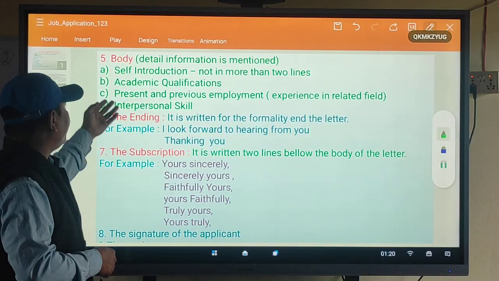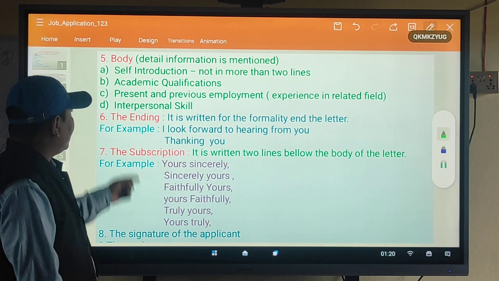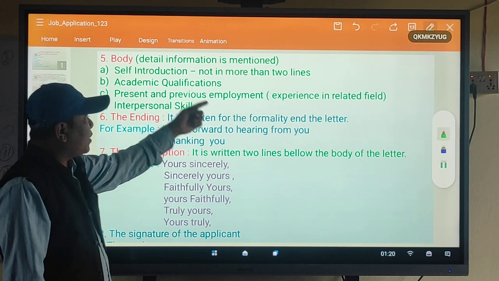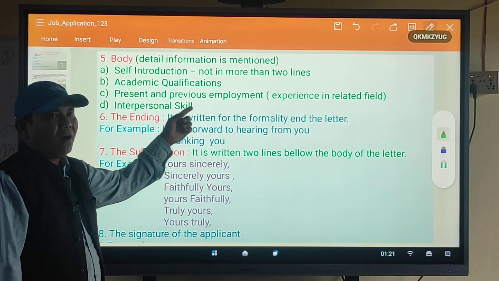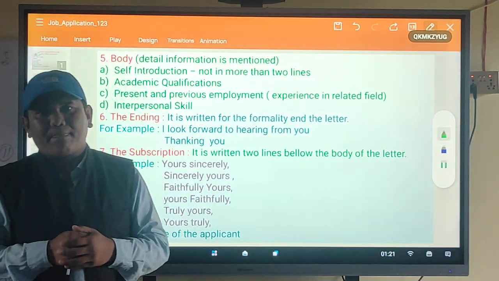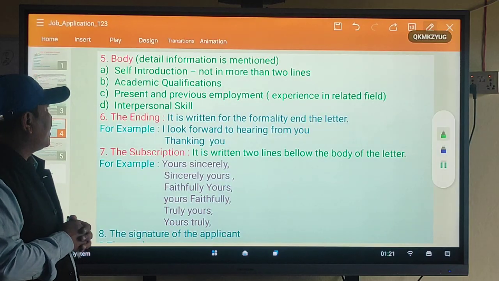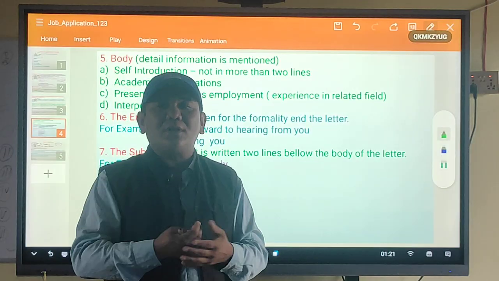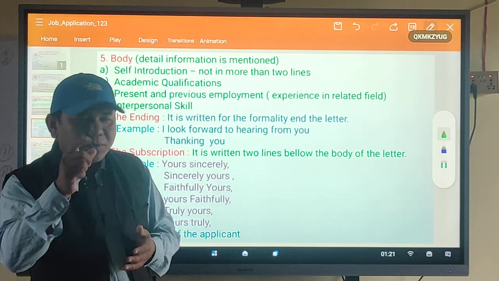As I have shown here, self-introduction, not in more than 2 lines. Academic qualifications, present and previous employment, or let's say experience in related field. Interpersonal skills of an applicant are mentioned in the body part. Now, tell me, how do you introduce yourself? How do you write your introduction? Let me show you.